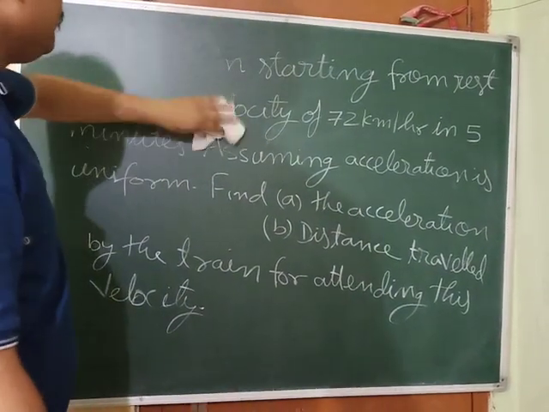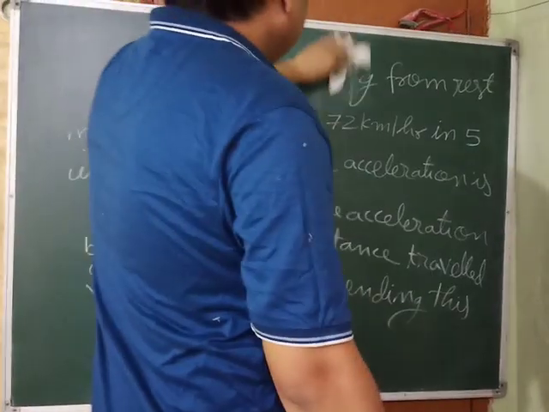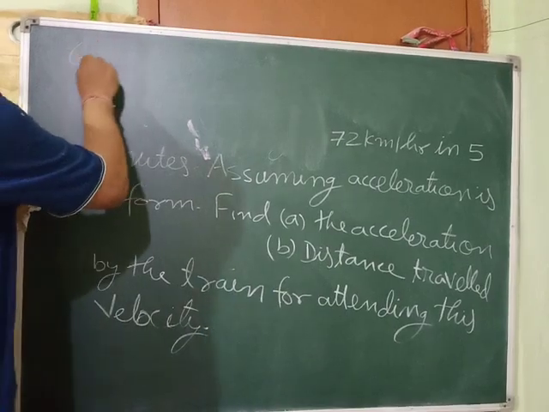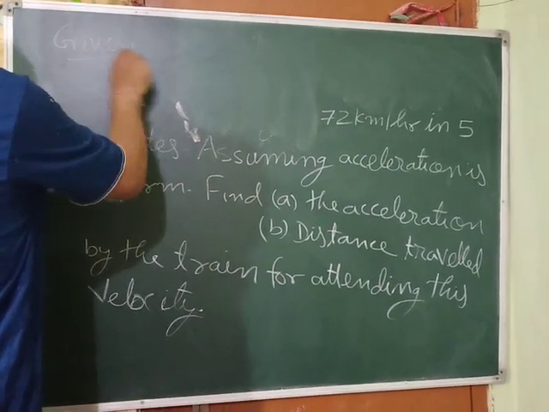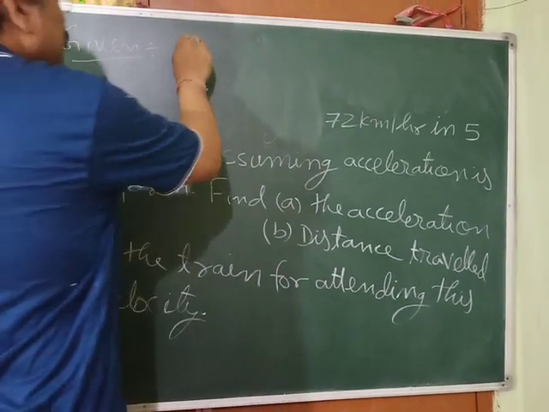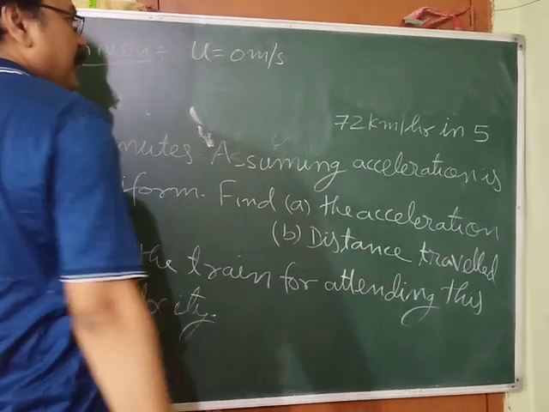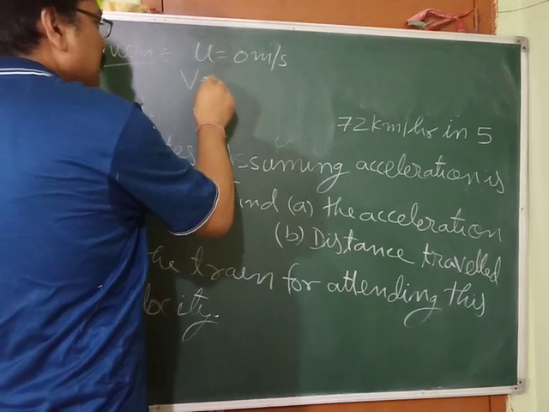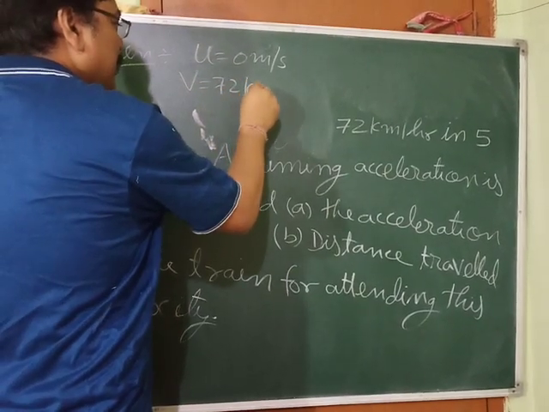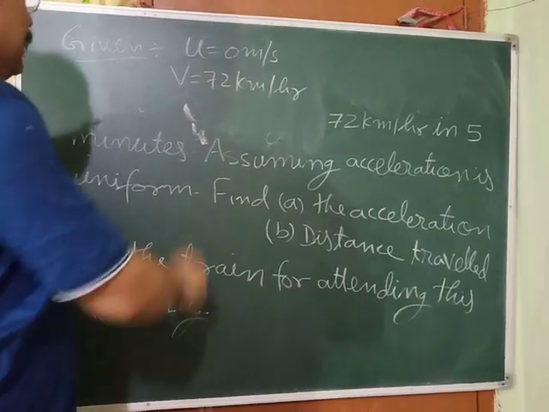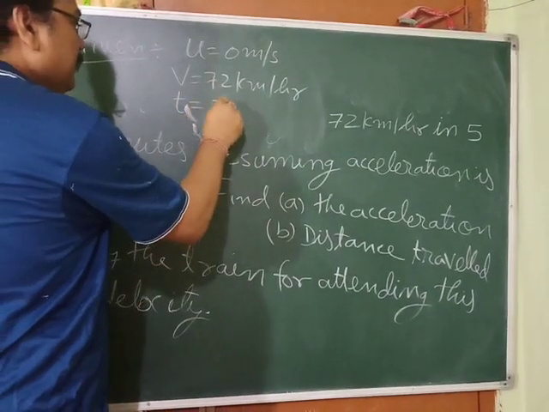Now, as we start the solution, I have to remove this question, and we have to write the given so that we can solve the question. So first, when you start writing given, what is given? Initial velocity is how much? 0 meter per second. Final velocity is how much? 72 kilometer per hour. And time is given how much? Time is given 5 minutes.